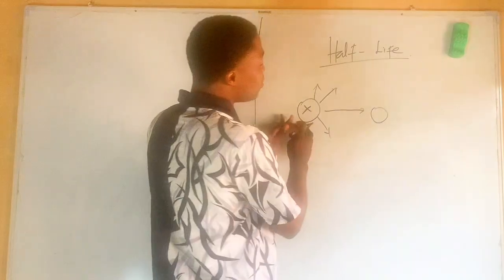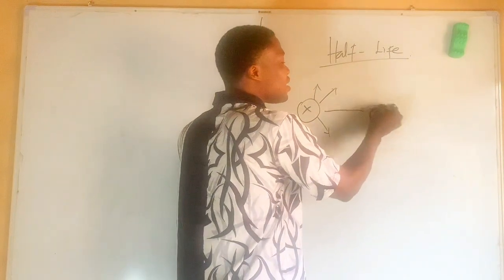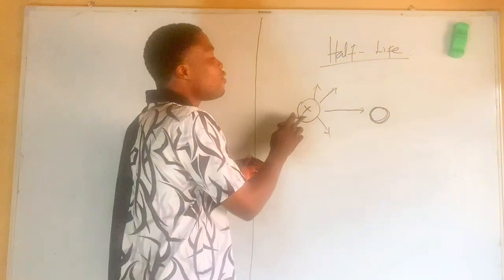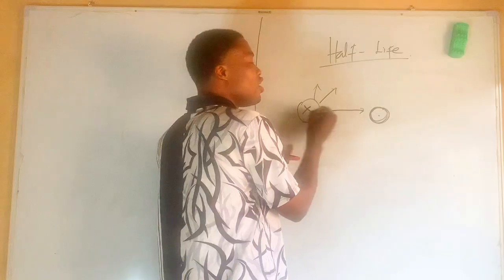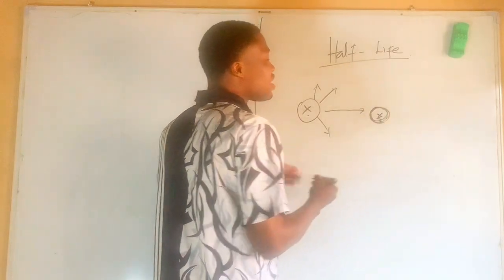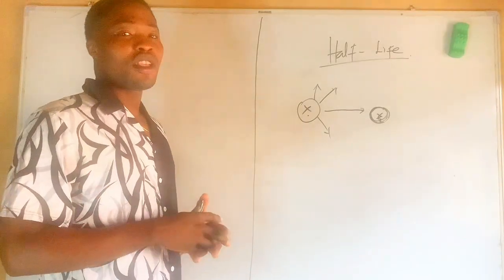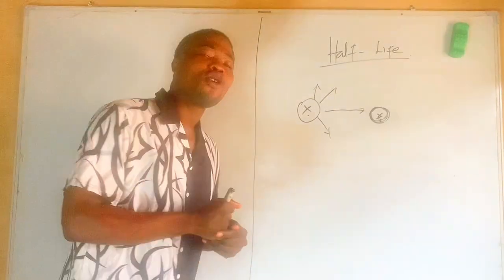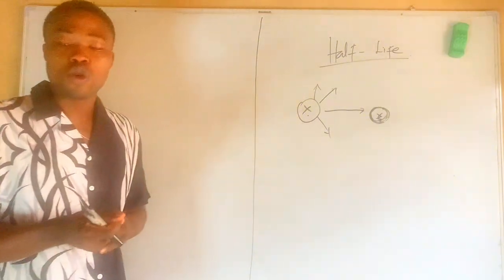Now, this substance emits these radiations, and when it emits radiation, it loses some mass. So the time it will take to lose mass and become half of the starting material is known as half-life. To not make this video very long, I'll just give you some formulas to solve, and I'll take two or three questions.